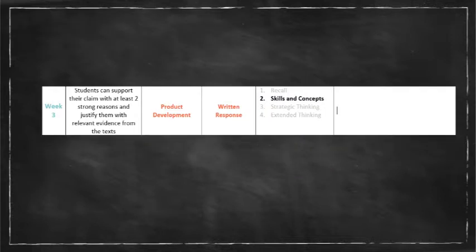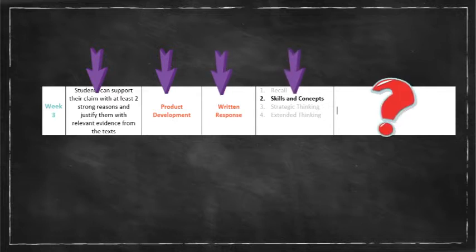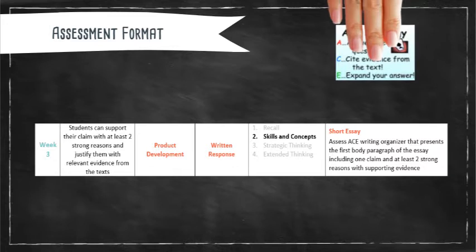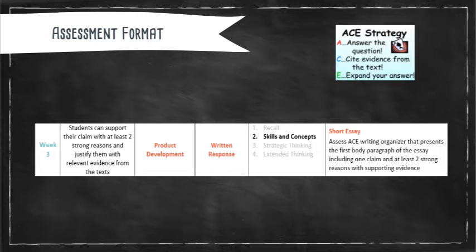So at this point, I've figured out my weekly success criteria, my assessment method, and the depth and complexity. So now I want to determine what assessment format I want my assessment to take. Since my team has been using the ACE Writing Organizer quite a bit, this is what we chose as the piece of our assessment. We are going to ask students to use the ACE Writing Organizer to present the first body paragraph of the essay that includes 1 claim and at least 2 strong reasons with supporting evidence.